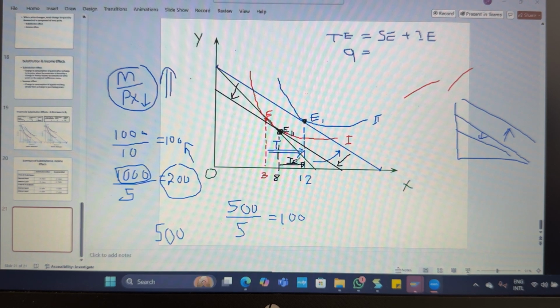How many units is that now? 8 to 12 is 4 units, the income effect. The balance is the substitution effect, right? Substitution effect always lies on one indifference curve, E to E2. 3 to 8 is the substitution effect, that is 5. 8 to 12 is the income effect, that is 4. The total effect is 9.